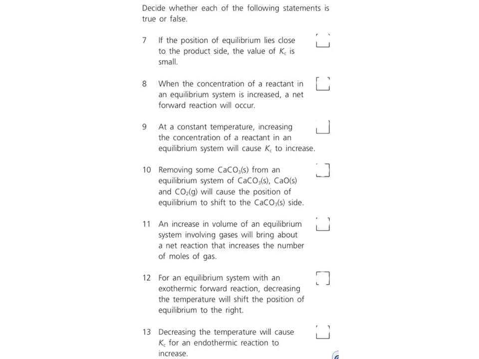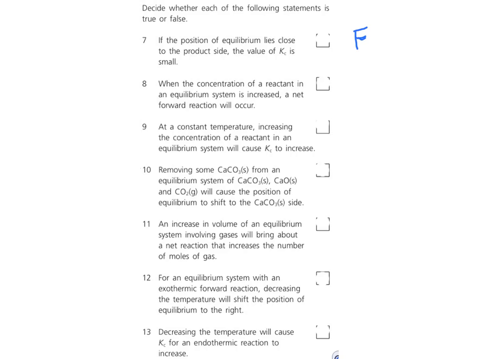Here's some more true-false questions. If the position of equilibrium lies close to the product side, in other words, the products are favored, in other words, there's lots of products when equilibrium has been reached, then Kc is small. That is false. It's the opposite. Kc is large when you have a product-favored reaction. When Kc is small, the reactants are favored. Equilibrium lies close to the reactant side. You make very little product, and you'll have lots of leftover reactants.